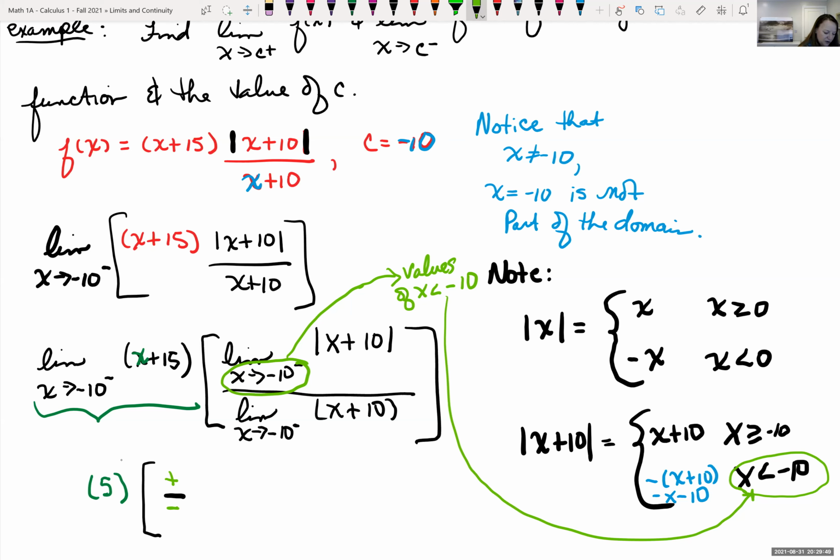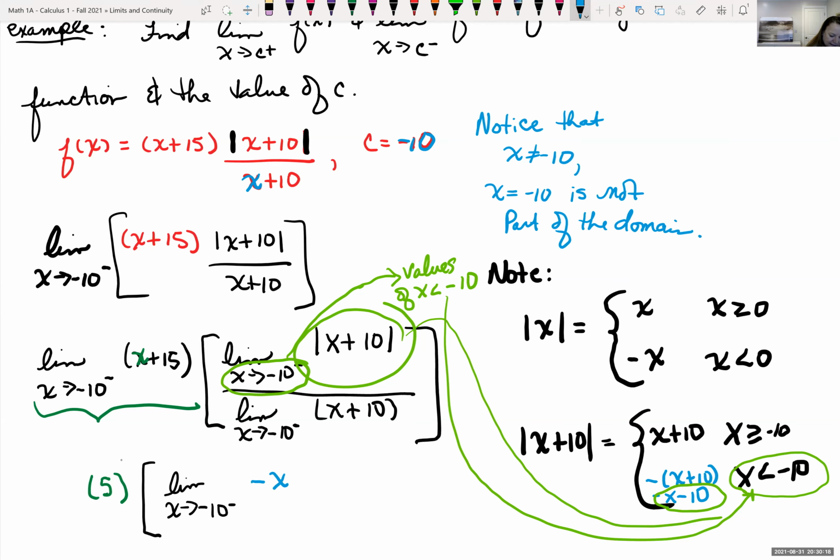Actually, I think what I want to do instead is let's break this down. I'm going to write this as one limit as x approaches negative 10 from the left. We said that again, we are going to use the piece where it's less than negative 10, which means I'm going to use this equation. So I'm going to use this negative x minus 10 all over the other piece, which is x plus 10.